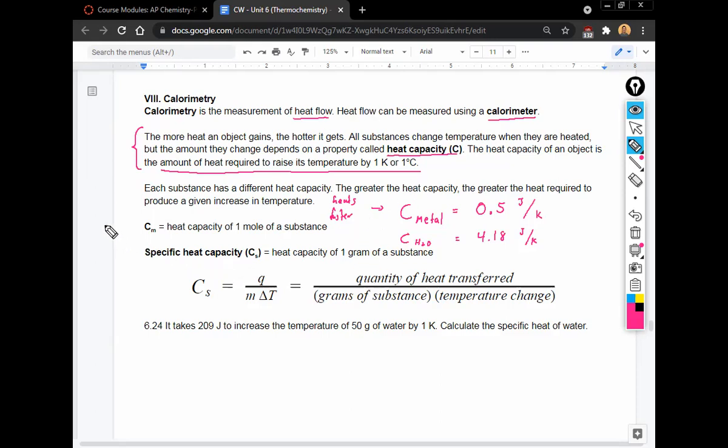Okay, now there's two types of heat capacity we'll be talking about. The first is Cm, that's the heat capacity of 1 mole. And then there's specific heat capacity. This is the one that we're going to focus on mostly, Cs, and it's the heat capacity of 1 gram of a substance. So how much energy does it take to increase 1 gram of something by 1 degree Kelvin? And this is the formula right here. We're going to jump into an example in just a second, but let me just explain how to use the formula before we do that.